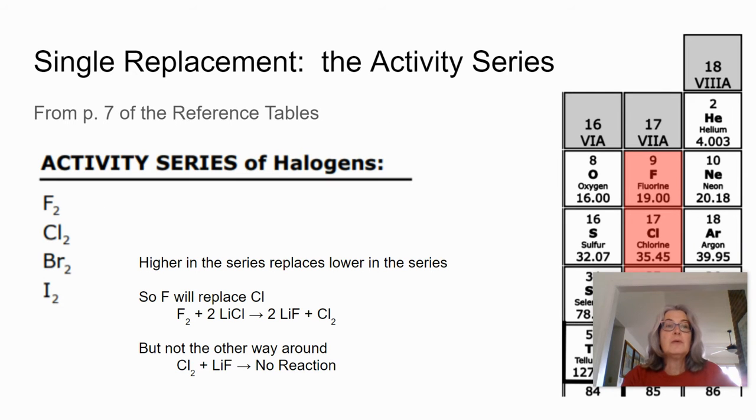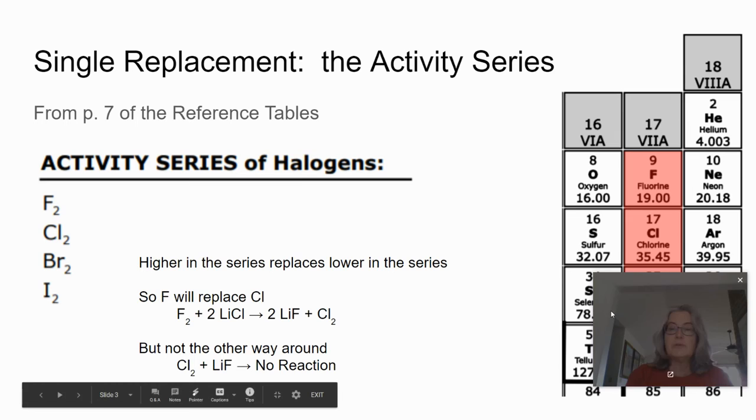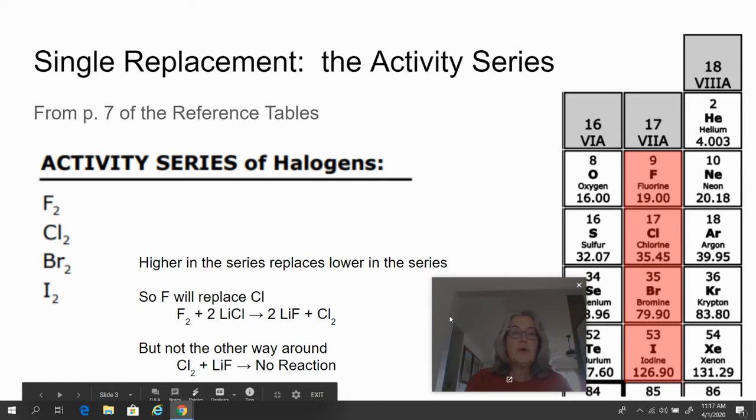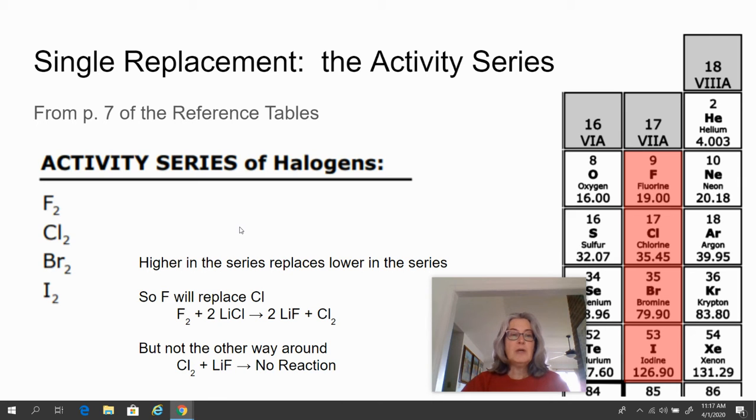All right, so we are going to use information in the reference tables, of course, because that's what we do in this class. So for single replacement, we have something called the activity series. All right, and there are two activity series, one for halogens, one for metals. Here we have the halogens, and over on the right, I've got an image of part of the periodic table with the halogens highlighted, fluorine, chlorine, bromine, and iodine. You can memorize this part if you want.